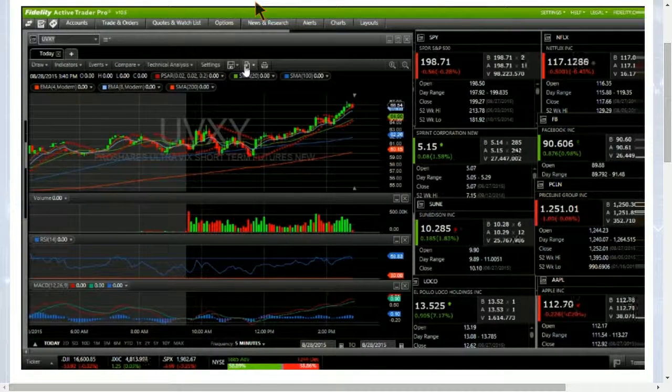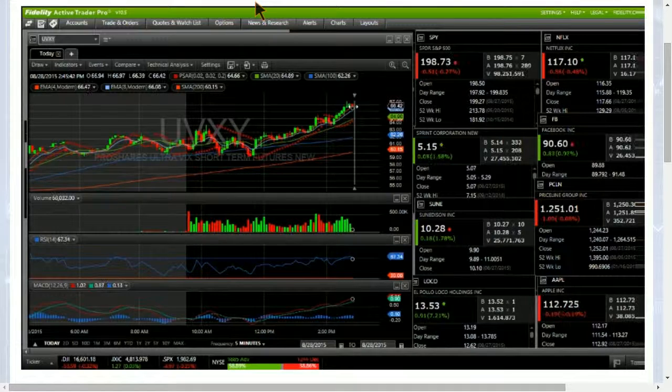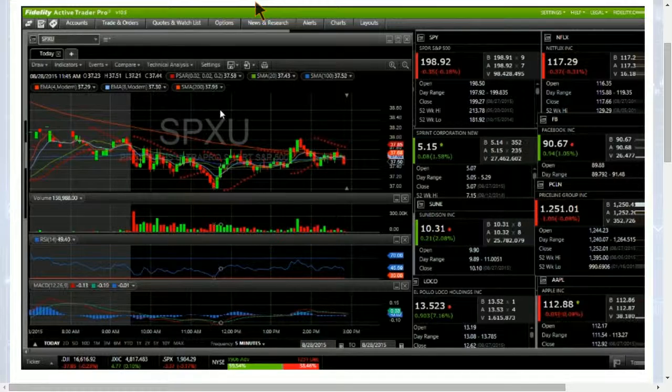UVXY is all bullish. RSI is overbought and cooling off, looking for a support test of 66.10, and if that fails, 64.89.